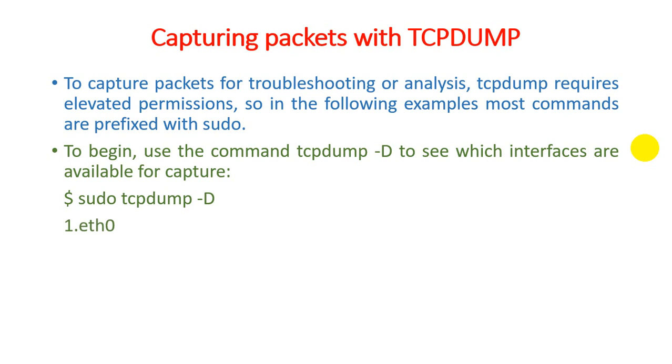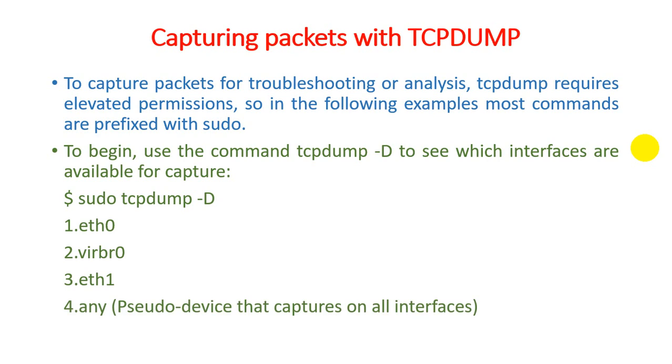So it provides a number of results like Ethernet, virtual bridges, Ethernet 1, and the pseudo device that captures on all the interfaces. If you mention -D any, it means the availability of all the options provided by TCPdump. And the last one is lo, or we can say loopback. So these are the different options available to find out interfaces, mentioned below.